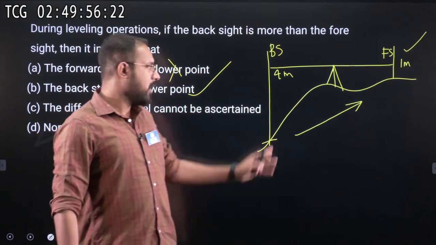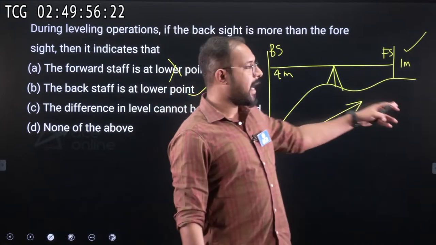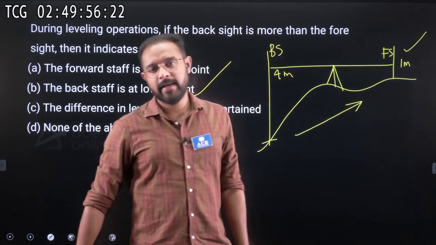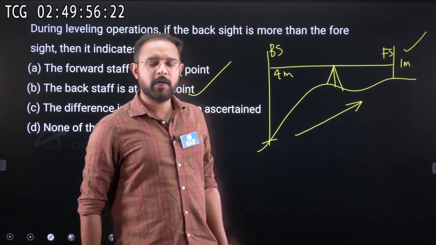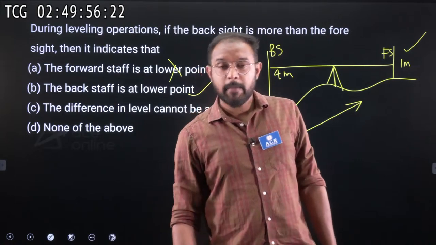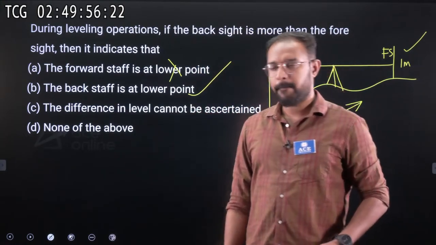What is the meaning of backside? First reading taken, reading taken on a point of known elevation. Foreside, last reading taken. Intermediate side, for detailing, we will take intermediate side, staff reading upon a point of unknown elevation. Upon change point, we will take both backside and foreside. Upon change point, first reading is foreside, last reading is backside.